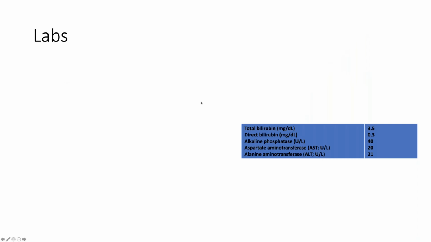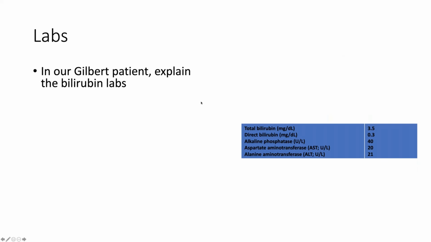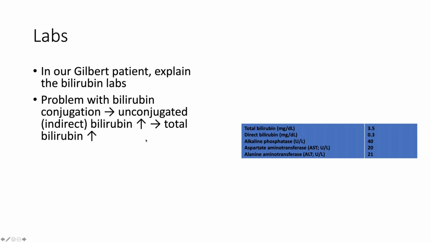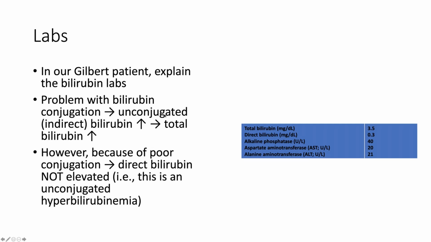Great. So let's go through some labs. So Deb, in our Gilbert patient, can you explain the bilirubin labs? So again, T-bili was 3.5, D-bili, direct bili, was 0.3. So the lab finding is indirect hyperbilirubinemia, compatible with isolated unconjugated hyperbilirubinemia. Yeah, perfect. So problem with bilirubin conjugation, more unconjugated, so T-bili is up. However, because of the poor conjugation, your direct bili is not elevated, as Jenna pointed out. So good. And as you also pointed out, it's an unconjugated hyperbilirubinemia.